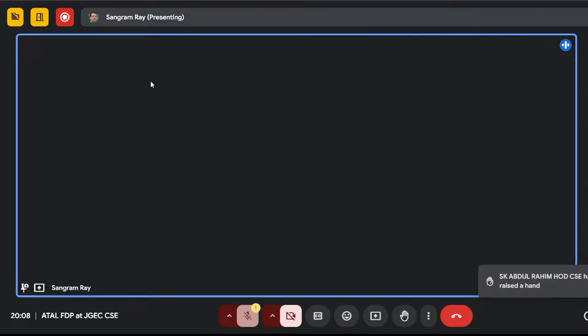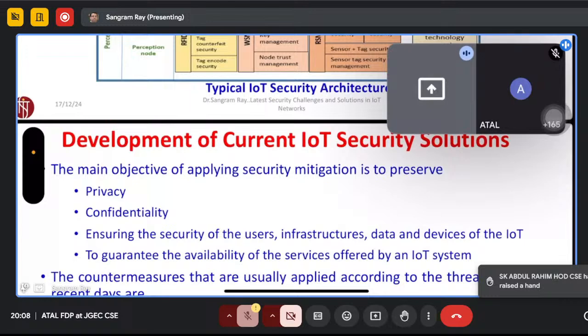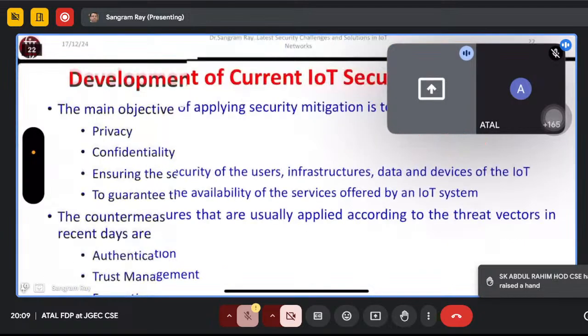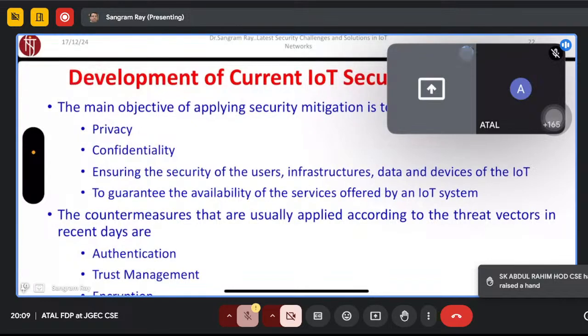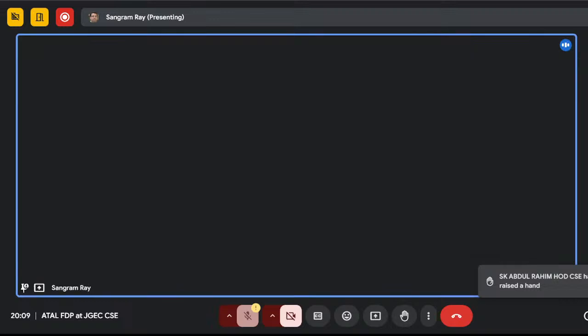Based on these security requirements, there are several developments of security solutions going on, and the main aims are to preserve privacy and confidentiality, ensure the security of the users, and guarantee the availability of the service offered by IoT systems. To counter this, we have authentication, trust management, encryption, secure routing, and in addition to that, some new technologies. So the next thing is authentication.